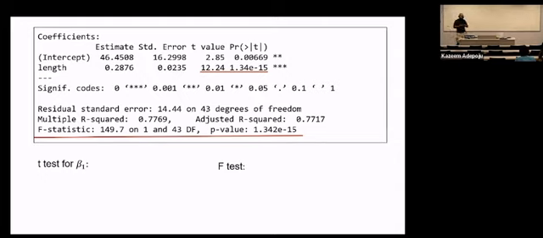If I want to investigate how significant the slope is in my model, I'm actually going to use a t-test. That is why you see a t-value. The t-value here is 12.24, and the corresponding p-value is that. I'm still going to walk you through that later.